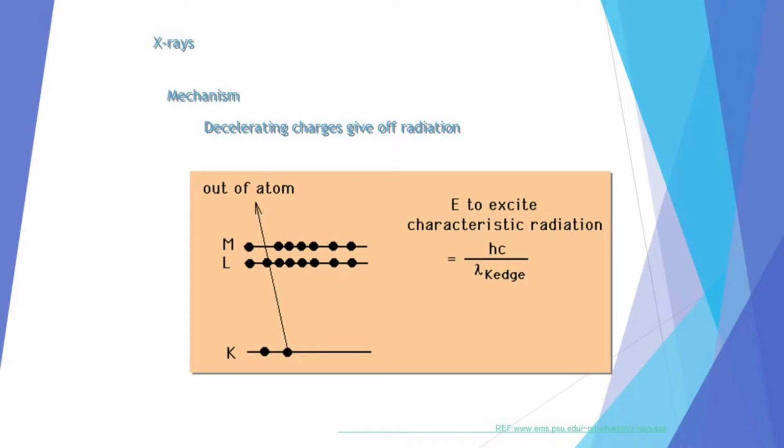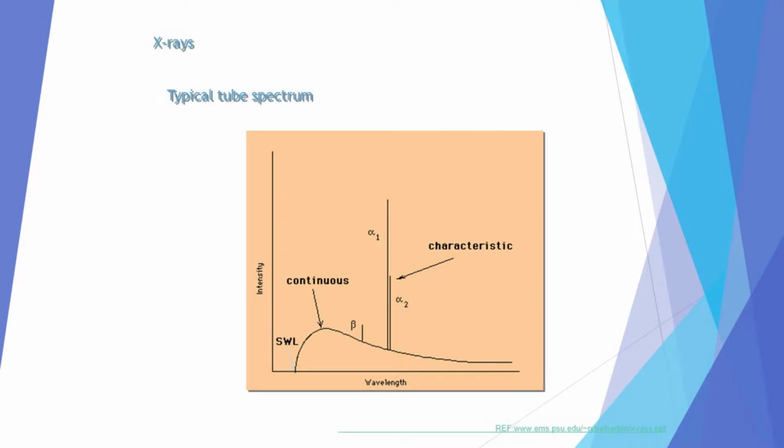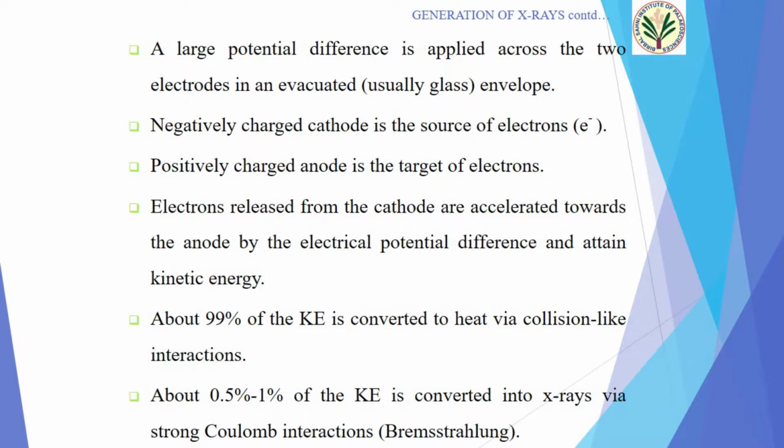Now, what is the energy which is required for the characteristic radiation? It is given by the formula E = hc/lambda. Now, the user can see that this is the spectrum of the X-ray generation. It moves from the continuous to the characteristic and to the short wavelength X-rays. For our purpose, the characteristic radiations K alpha and K beta are very useful. So, we use filters such as nickel for the continuous spectrum. This is all about generation of the X-rays.